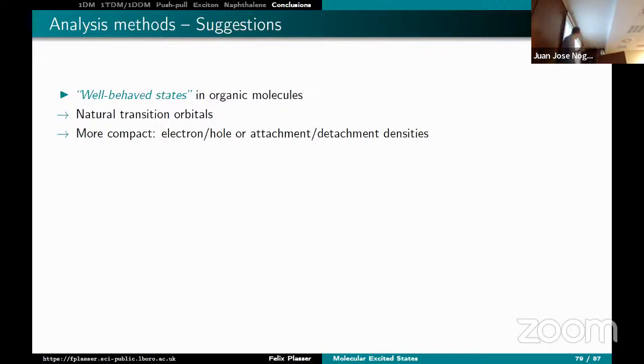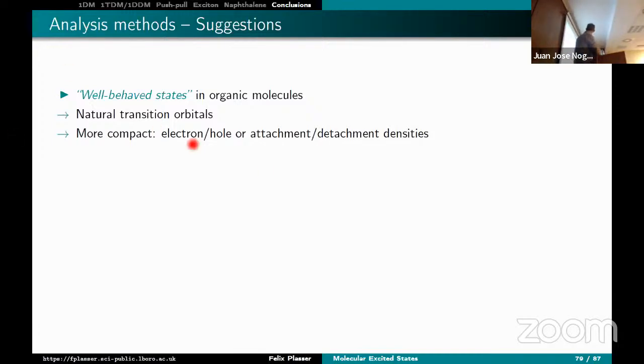So I think for well-behaved states in organic molecules, natural transition orbitals are usually the thing that's easiest to interpret, and that gives you all the information in the transition density matrix. So I would usually start with natural transition orbitals. They're easy to compute, easy to interpret. The only thing is that sometimes you have several pairs of natural transition orbitals, and there's important physics in that because it's related to correlation. But then you might want a bit more complex representation.